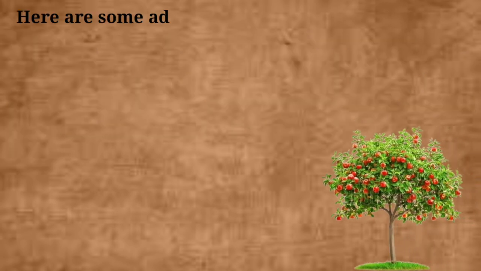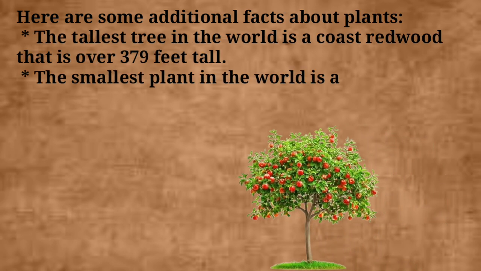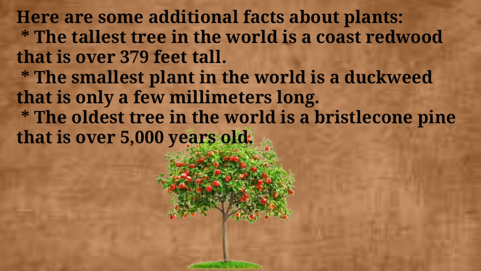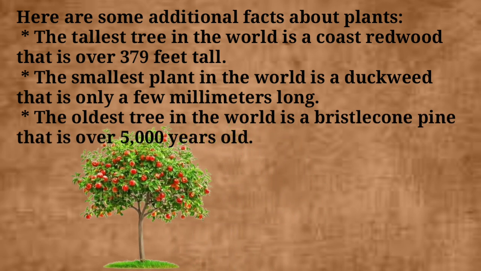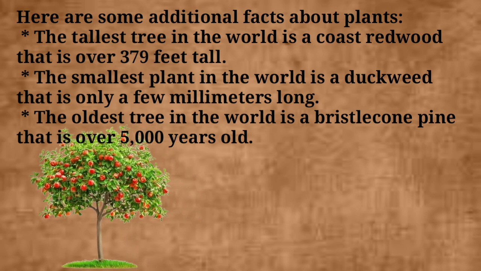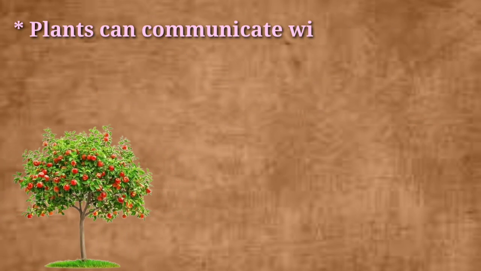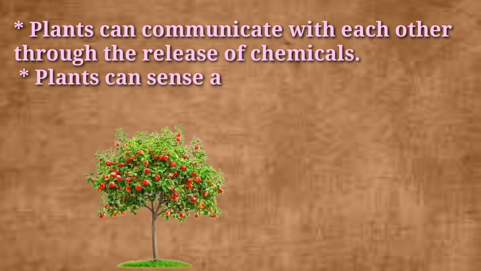Additional information. Here are some additional facts about plants. The tallest tree in the world is a coast redwood that is over 379 feet tall. The smallest plant in the world is a duckweed that is only a few millimeters long. The oldest tree in the world is a bristlecone pine that is over 5,000 years old. Plants can communicate with each other through the release of chemicals. Plants can sense and respond to their environment.